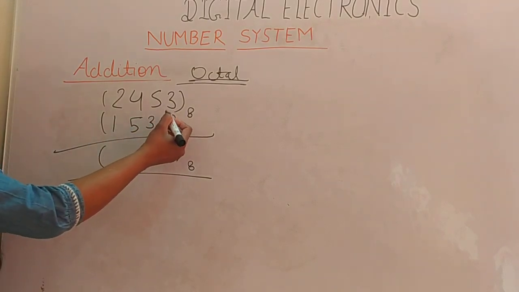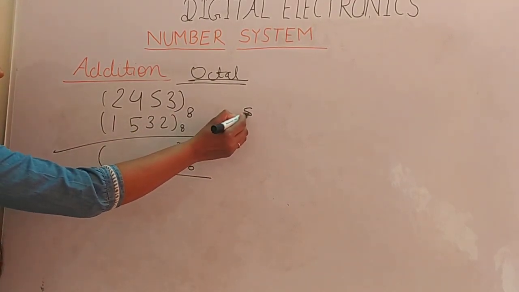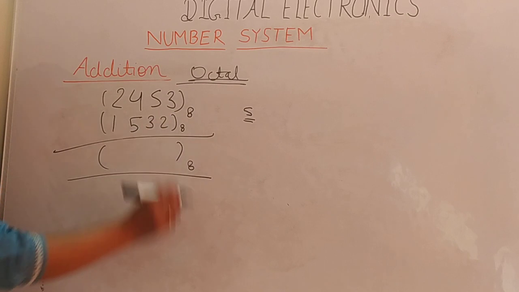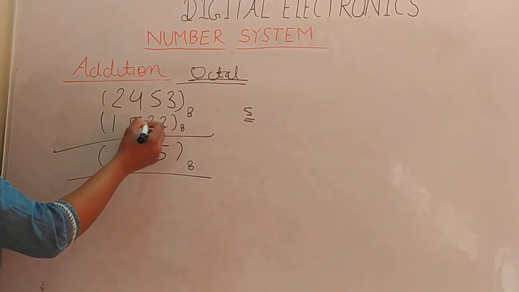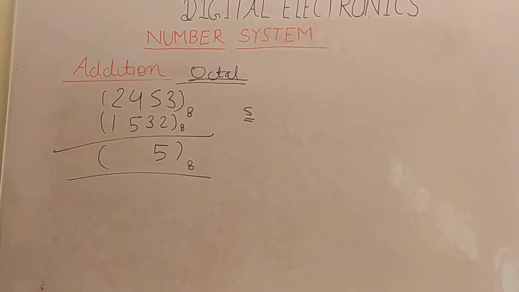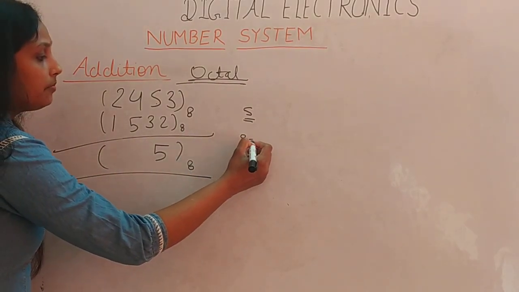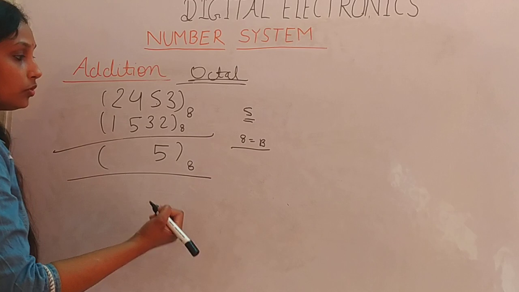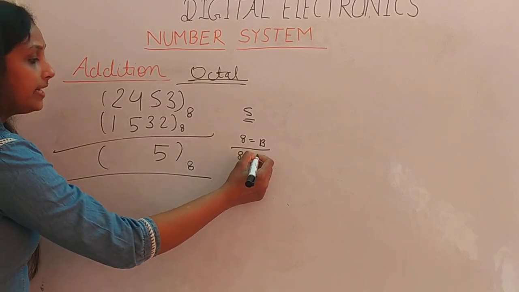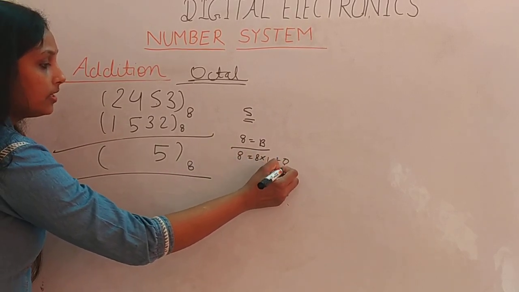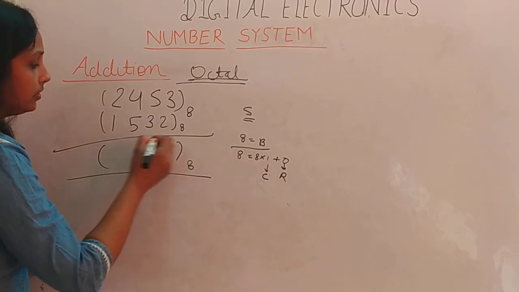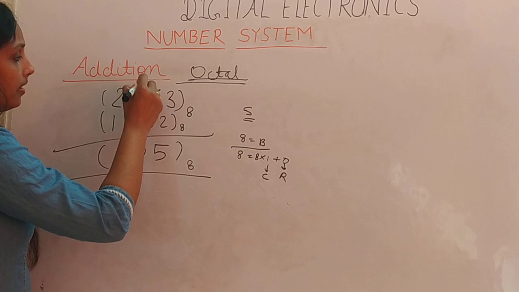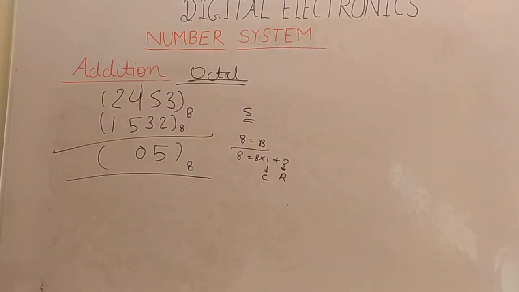So first we add 3 plus 2 is 5. 5 is a number which is included in octal, so we can directly write 5. Then 5 plus 3 is 8. 8 is equal to the base. So we have to write 8 as 8 into 1 plus 0. So 0 will be the remainder and 1 will be the carry. So we write here 0 and 1 as a carry.